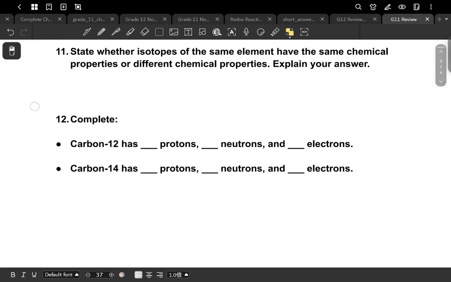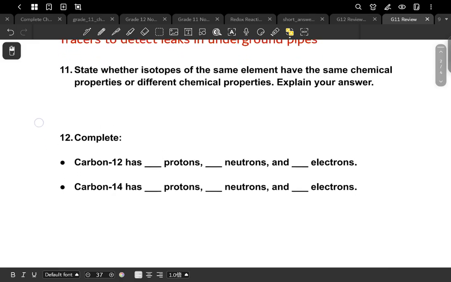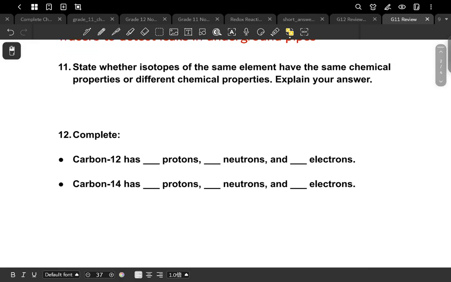Okay, state whether isotopes of the same element have the same chemical properties or different chemical properties. Explain and answer. As we explained in the class before, isotopes of the same element have the same number of protons and electrons, so they have the same chemical properties.